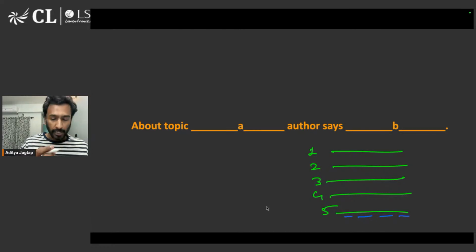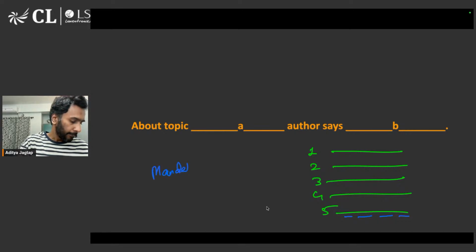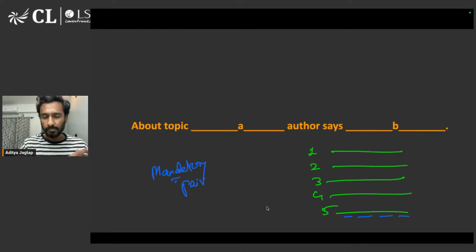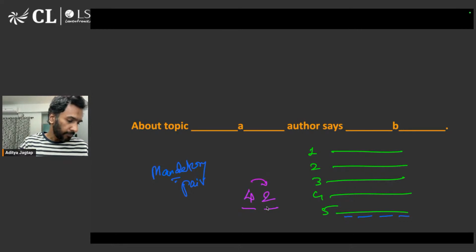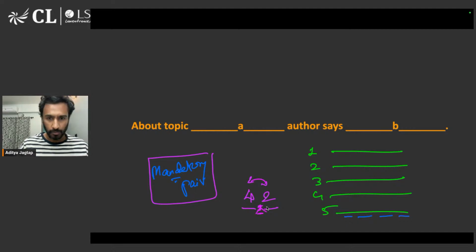Clues can be of two kinds. We want to make a mandatory pair for starters. Mandatory basically means compulsory. This is just a fancy way of saying that there are two sentences which are connected in such a way, let's say sentence 4 and sentence 2, that this is the only possible order. This is a mandatory pair. There cannot be a gap between the two, there cannot be any number between the two, and so on and so forth. 4 2 is the only possible order.